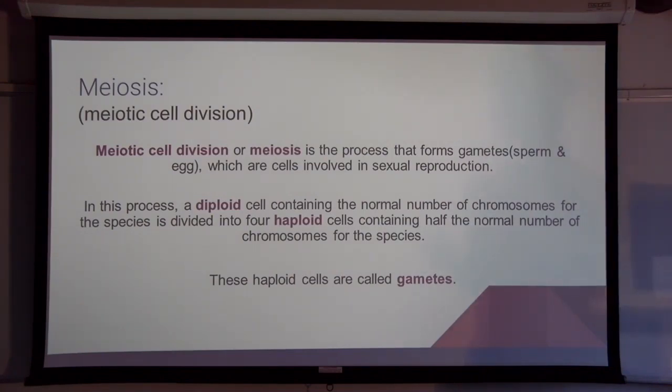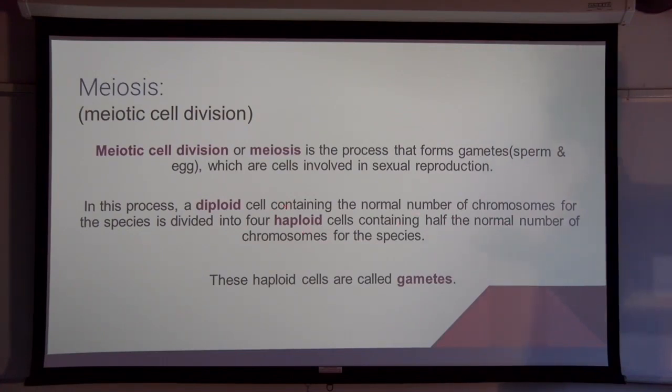Some of the terms that I'm going to introduce or review in this section will be diploid, because in this process, a diploid cell contains a normal number of chromosomes. So in a human, what's the normal number of chromosomes? 46. So the cells that have 46 chromosomes are referred to as diploid. But in meiosis, that diploid cell will then divide into 4 haploid cells, containing half the normal number of chromosomes.